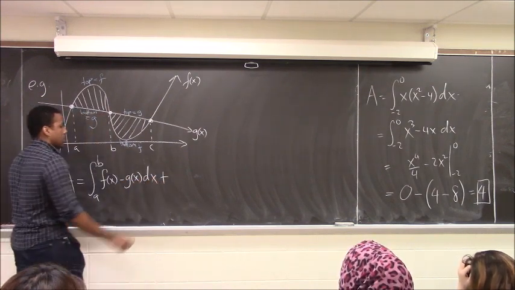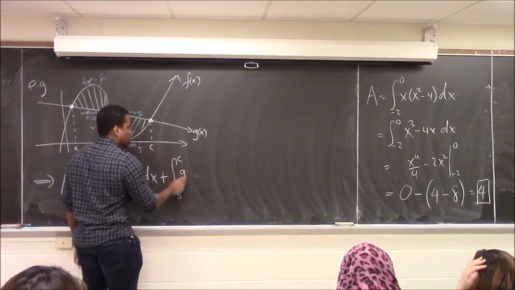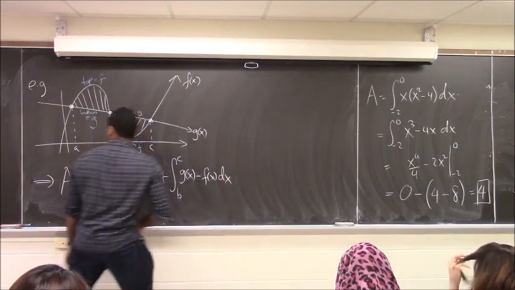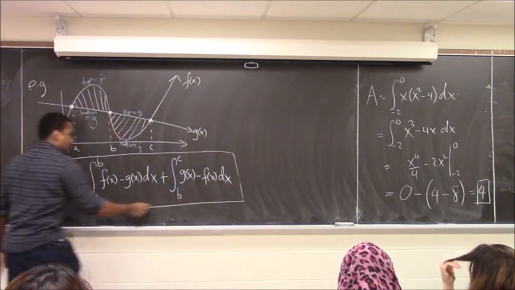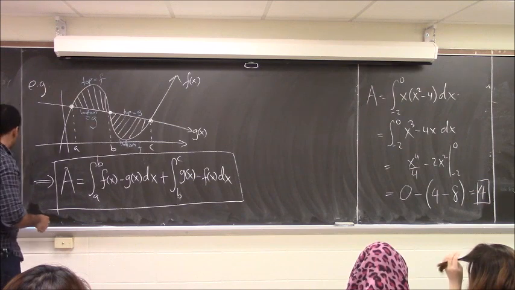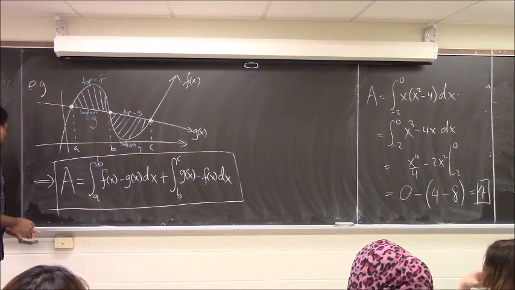And we will add that to the area that we can find from b to c, where g is the top function. So that would be the formula to find the area here. You'd actually need 2 integrals. That's going to be super important later.